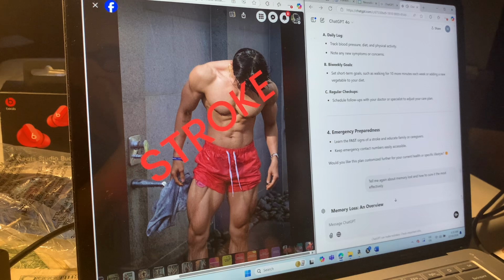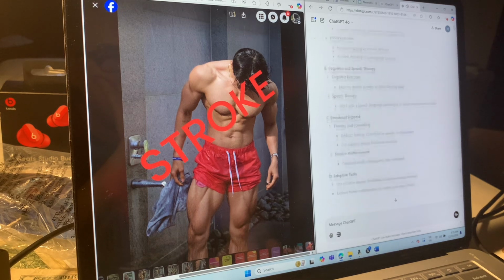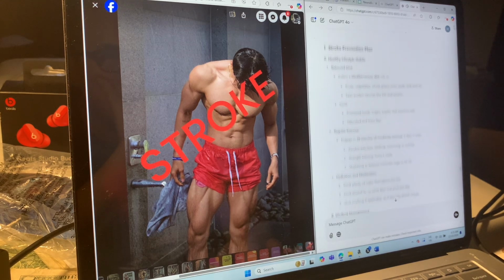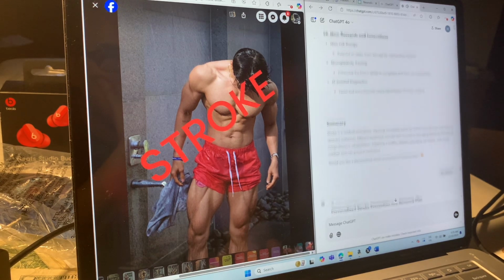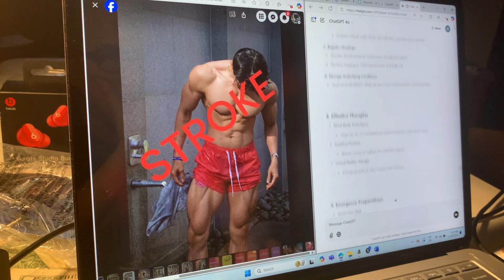C. Regular check-ups, monitor blood pressure, cholesterol, and glucose levels, routine imaging or heart assessments if at high risk. D. Manage underlying conditions. Treat atrial fibrillation, sleep apnea, or any cardiovascular issues promptly.